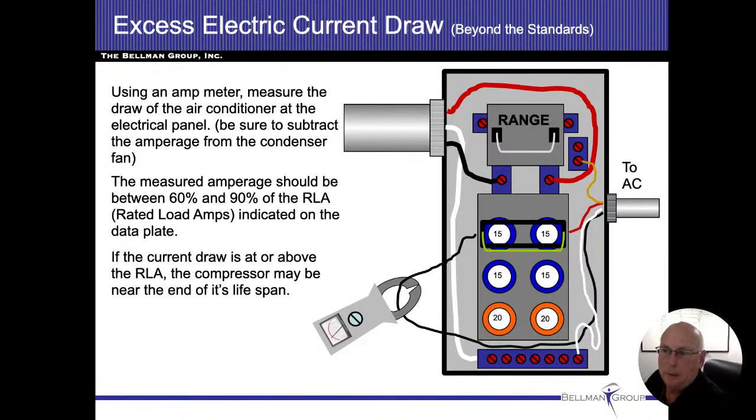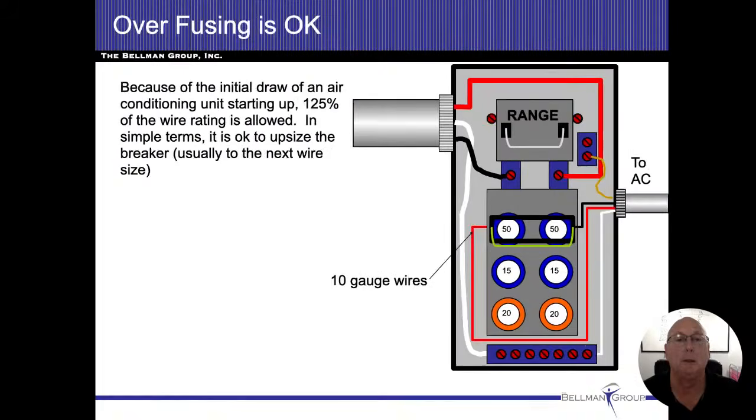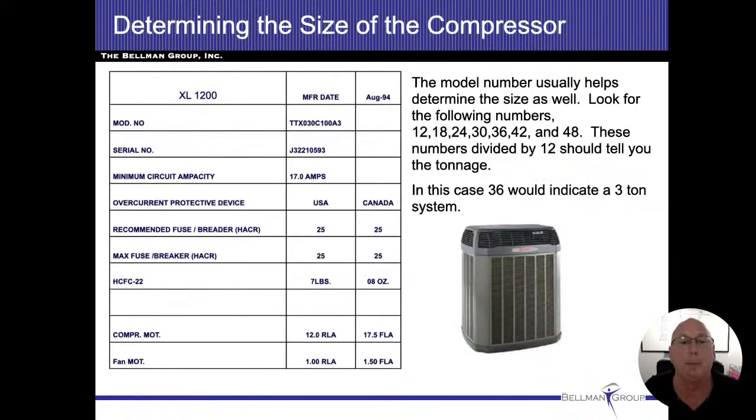This is just a little bit above and beyond what most home inspectors do, but I actually kind of like it a little bit. Let's see if I go back a couple slides. And we go back to this data plate here. Something that I didn't talk about was the rated load amps. So if you look at the bottom of that chart, you can see the compressor motor has rated load amps of 12 amps. The FLA stands for full load amps.